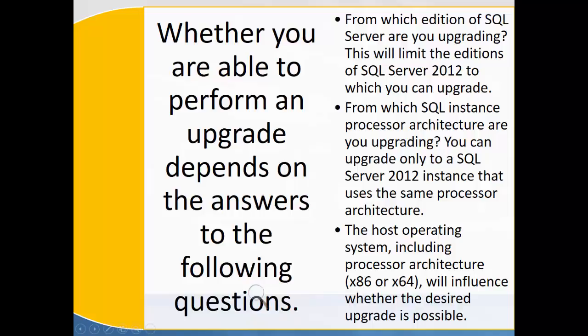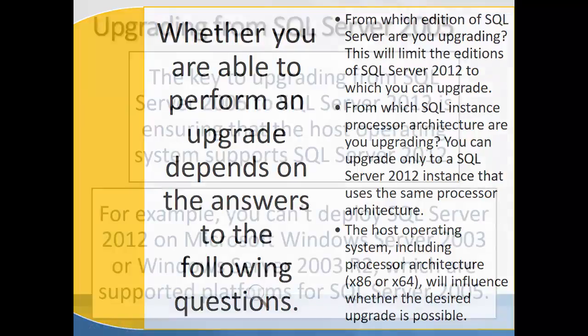The host operating system, including processor architecture, x86, okay, that's really a big difference, 32-bit or 64-bit, will influence whether the desired upgrade is possible. So if you have a 32-bit version, surely you cannot go to 64-bit hardware. That software cannot be going there, so you must have the 64-bit edition of that, right?